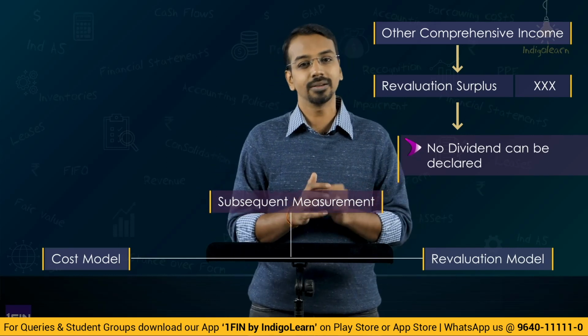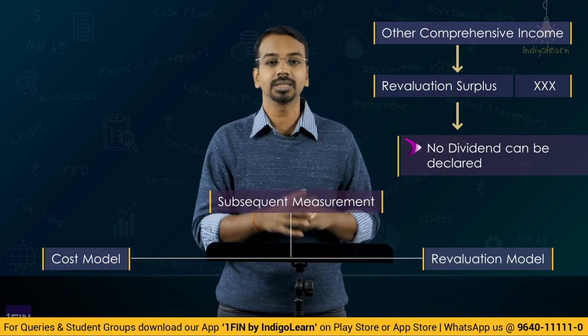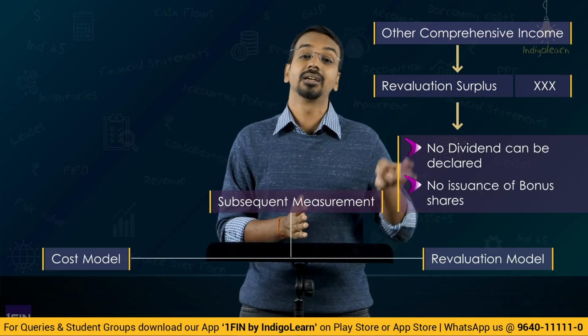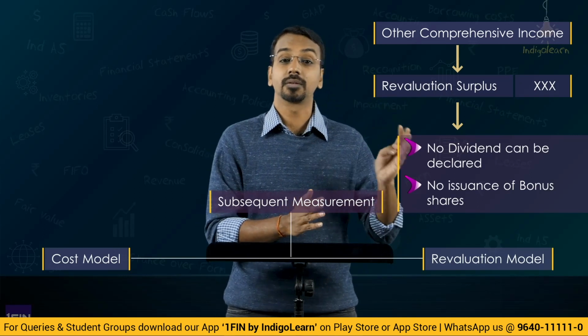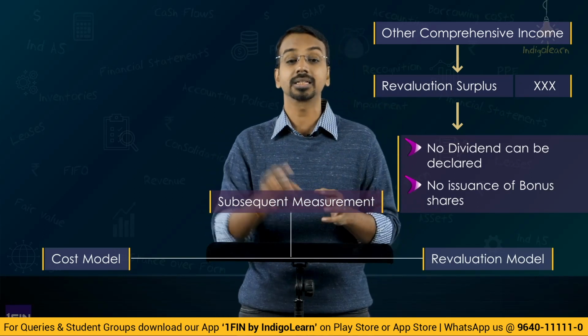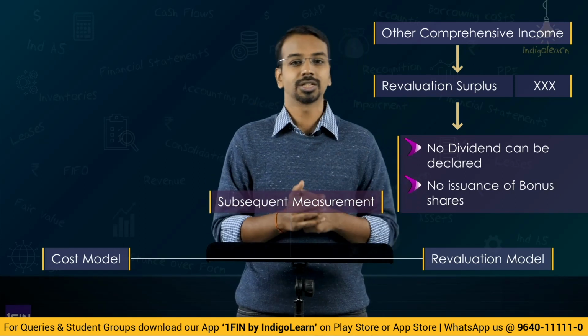Now, can we issue bonus shares out of this revaluation surplus? We cannot even issue bonus shares out of revaluation surplus because it is neither a free reserve, it is neither a part of your securities premium account, it is neither a part of your CRR, right? So, because it doesn't fall in any of these three categories, you cannot use revaluation surplus to issue bonus shares.